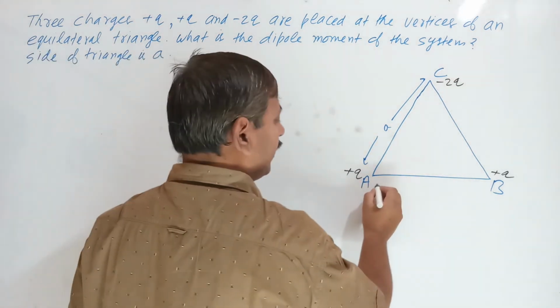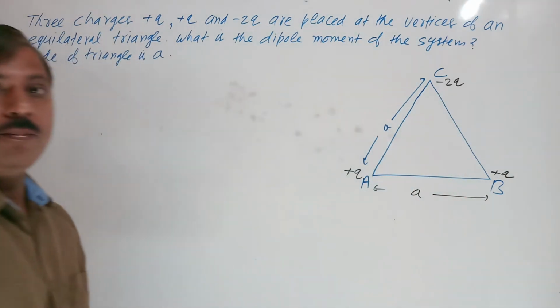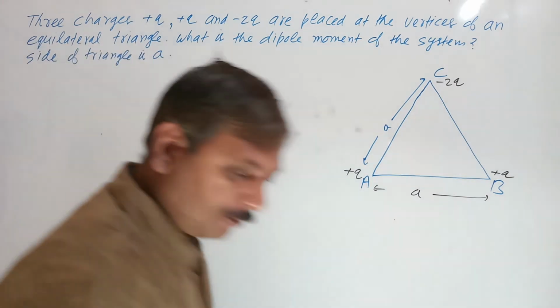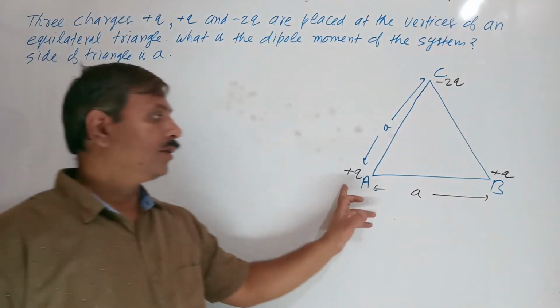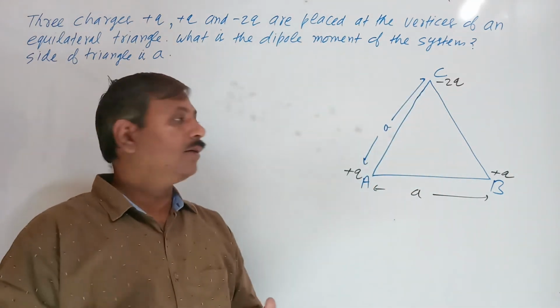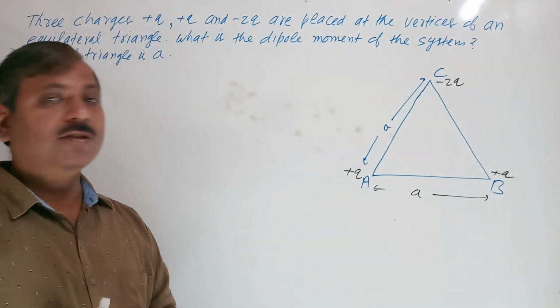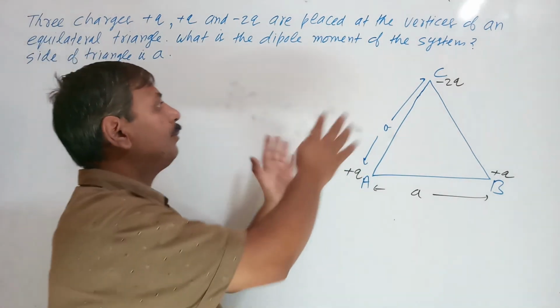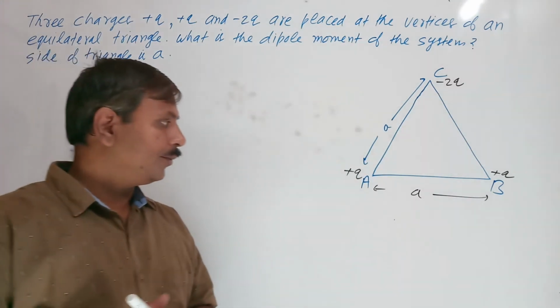All sides are A. This is also A. What is the dipole moment of this system? Very interesting problem. Three charges plus Q, plus Q and minus 2Q are kept at the corners of an equilateral triangle of side A. What will be the dipole moment of this system? See here what we know.